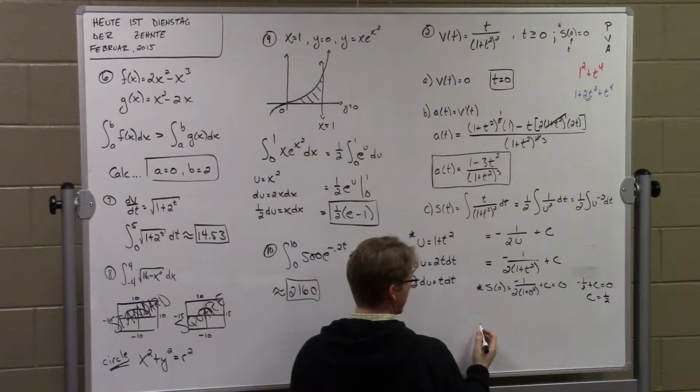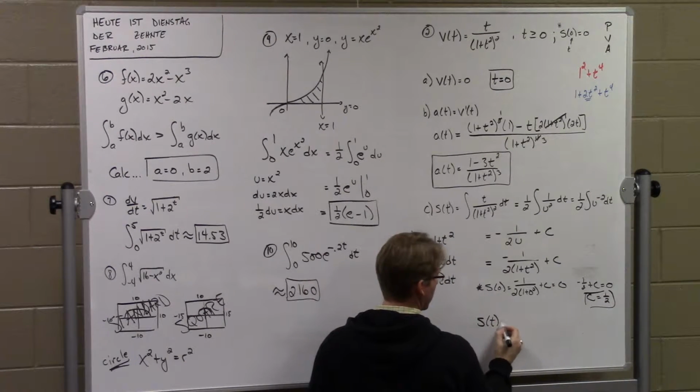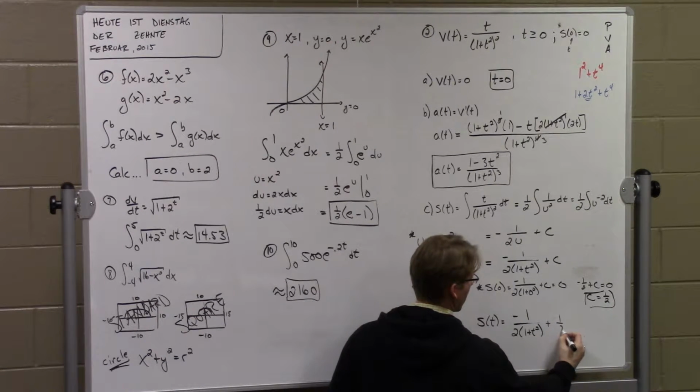My final answer, therefore, is s of t is equal to -1 over 2 times 1 plus t squared, plus 1/2.